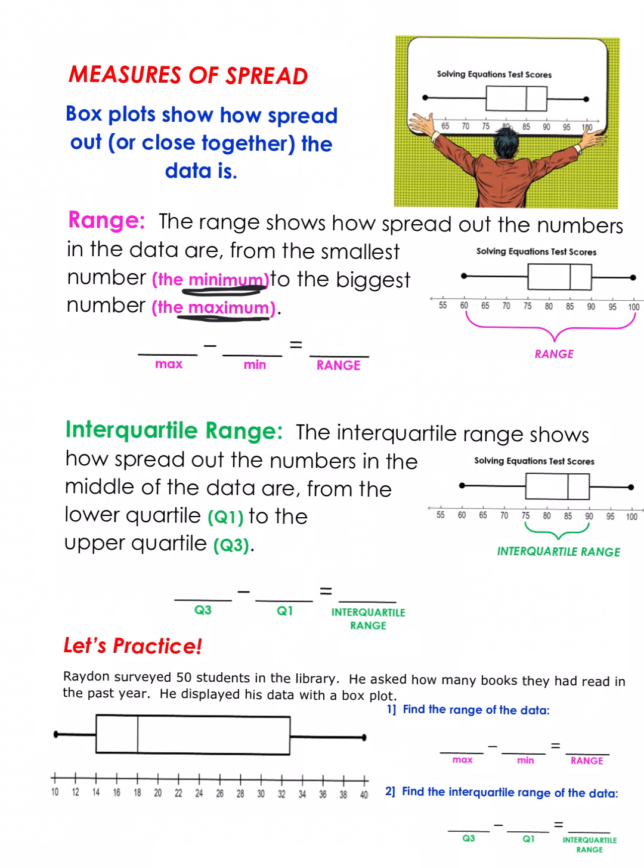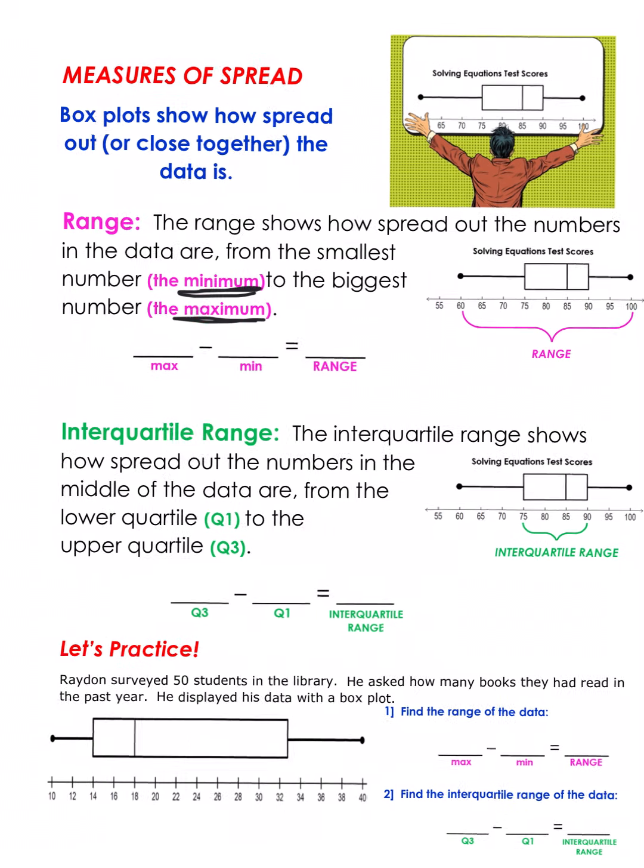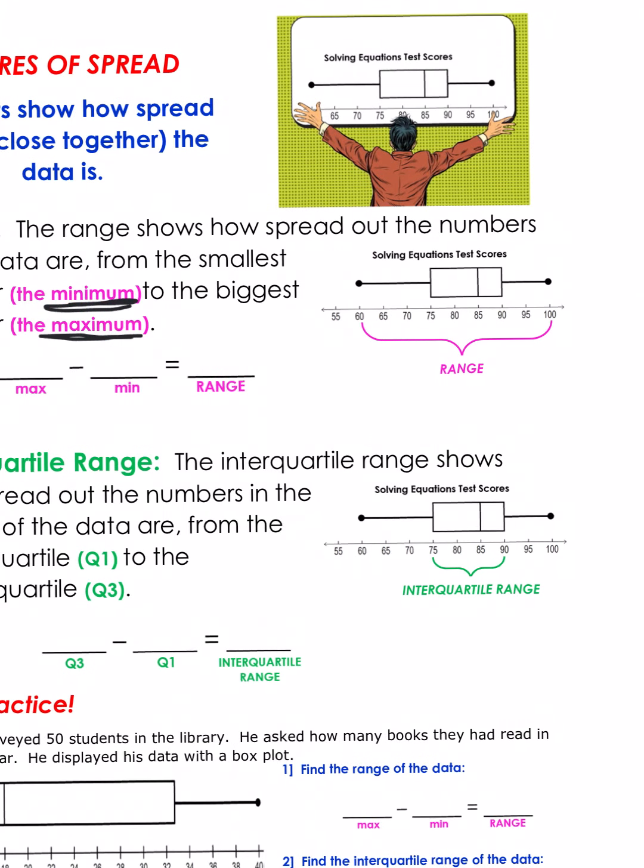So remember, when we find the minimum and maximum on a box plot, that's basically our two dots on the graph. So here, I'm going to look at my min and my max, and I'm going to subtract them. I can clearly see here my maximum is 100 and my minimum is 60. So my biggest number is 100 and my smallest number is 60.